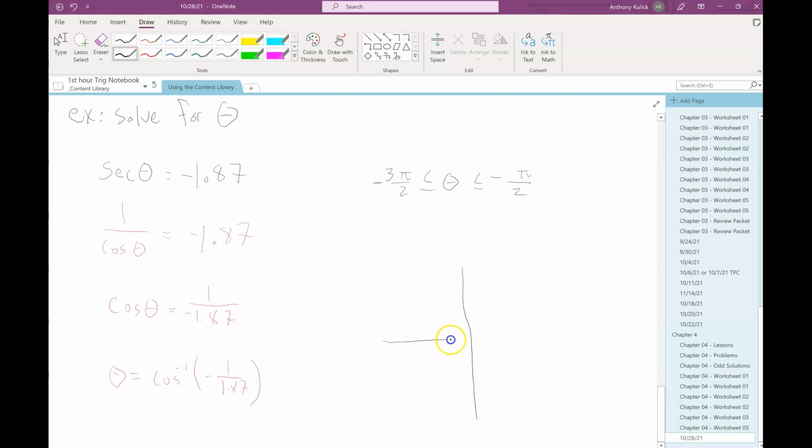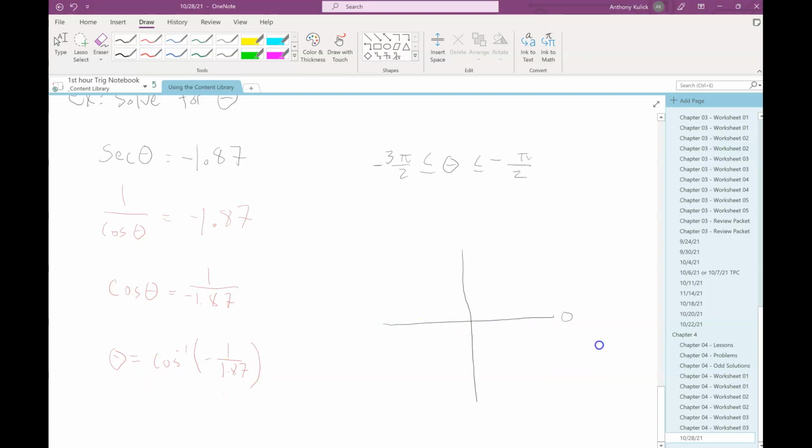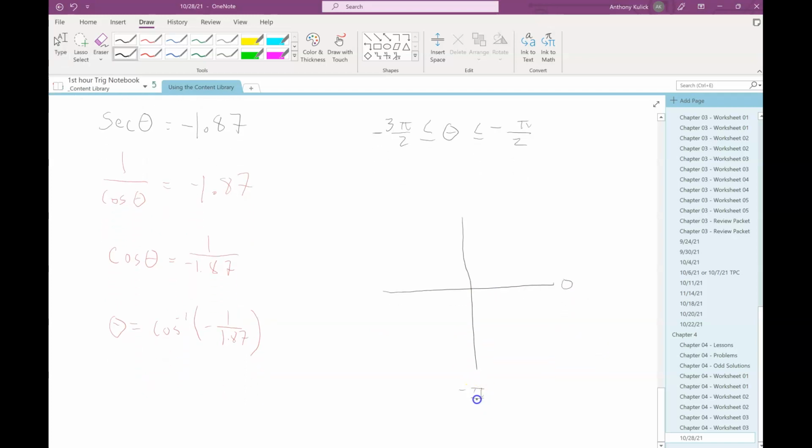Let's draw our picture then. So 0, negative pi over 2, negative pi, and negative 3 pi over 2. So we're talking about from negative pi over 2 to negative 3 pi over 2, which is quadrants 2 and 3. So all silly turtles crawl. The place that I'm looking for is where cosine is negative.